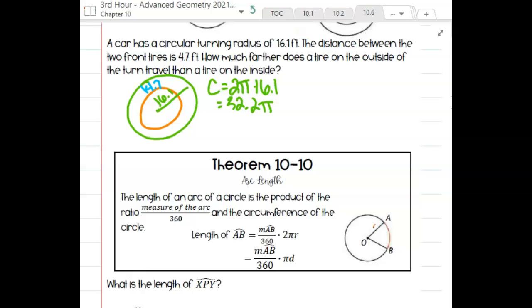That's not my radius. That's not what I'm looking for. But can I use that? Is that a radius? So what do I do? We take the 16.1 minus the part where they overlap there. So 16.1 minus that 4.7 is going to give you 11.4. So the radius of the smaller circle is going to be 11.4.